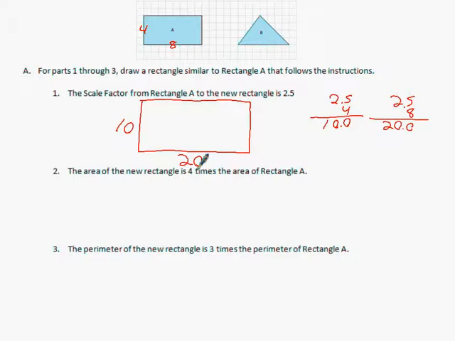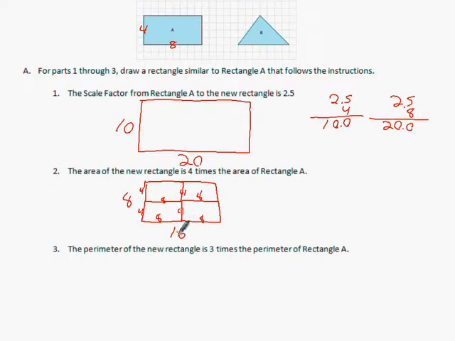Number 2, the area of the new rectangle is 4 times the area of rectangle A. So if I draw 4 rectangles, I should have the new one. Now, each rectangle is 4 by 8, 4 by 8, 4 by 8, 4 by 8. So that means that this is 8 and the width is 16.